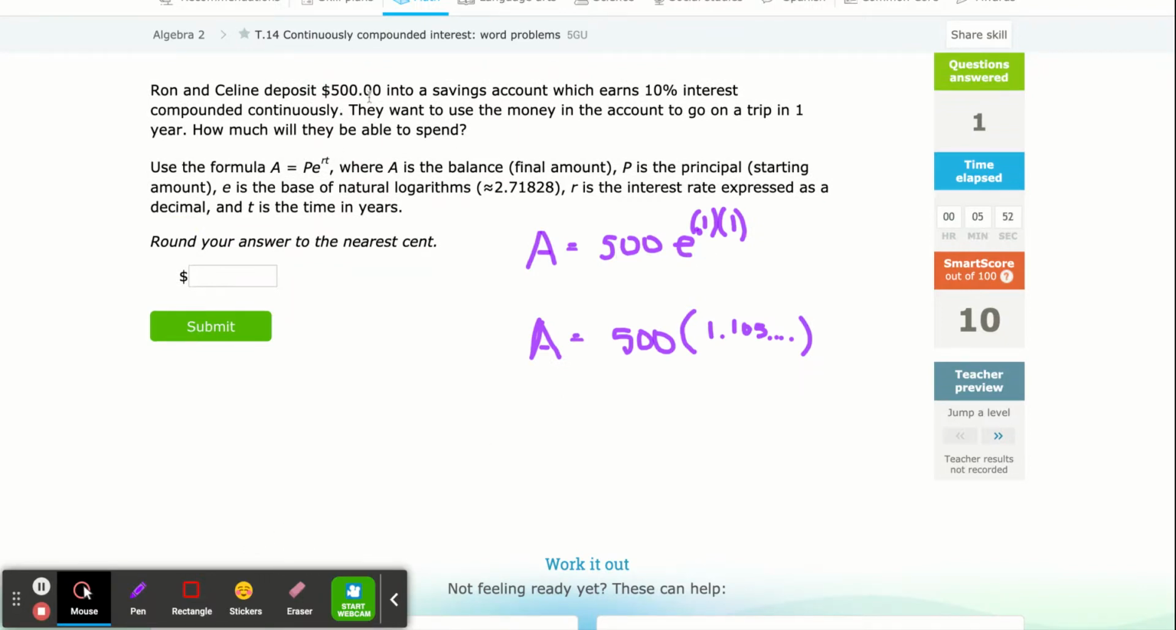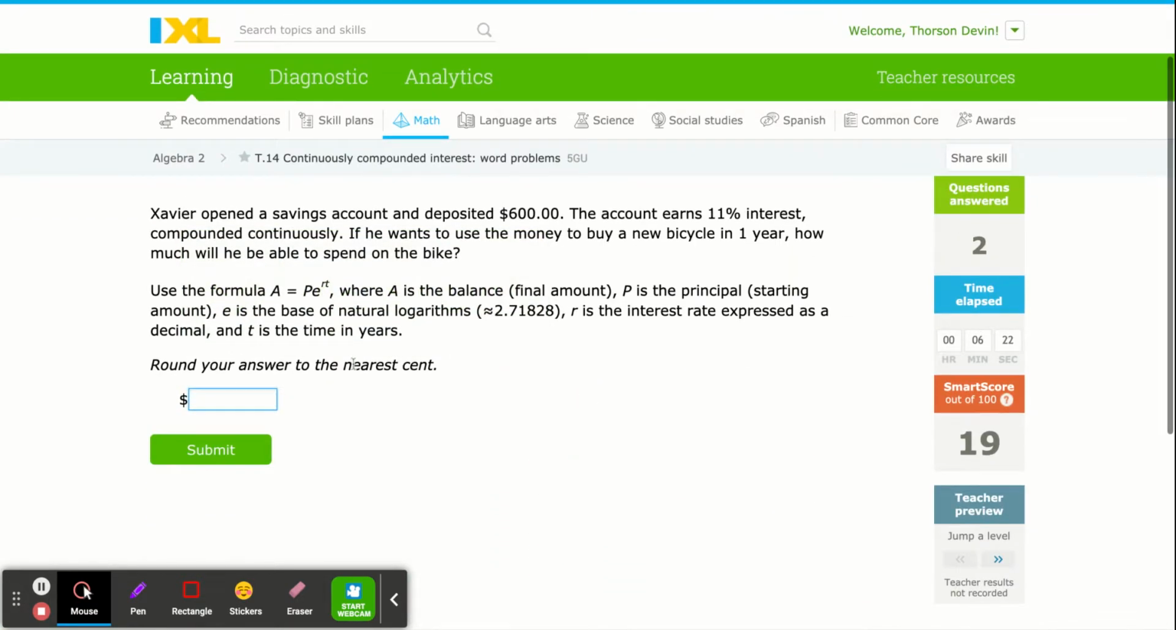Just plug in your principal amount, your starting amount, 500, take the number E and raise it to the interest rate written as a decimal, 0.1 times the number of years. Luckily, they just did it in 1 year. So 1 times 0.1 is 0.1. E raised to the 0.1 is 1.105 something, something, something. So try to use the long decimal in your calculator, times that by 500, and you find out he will have a total of $552.59.